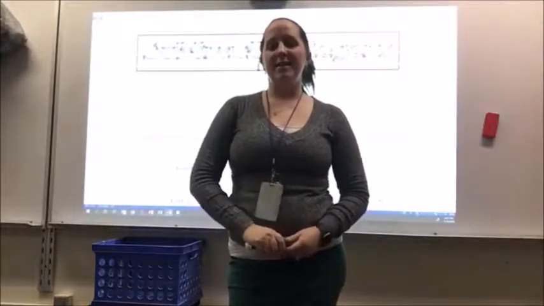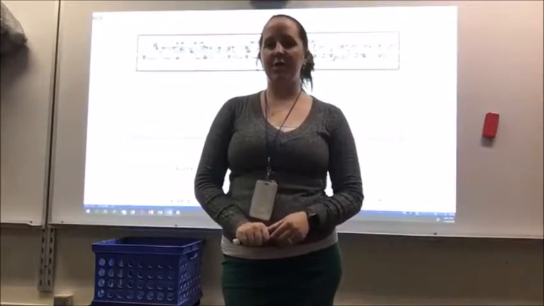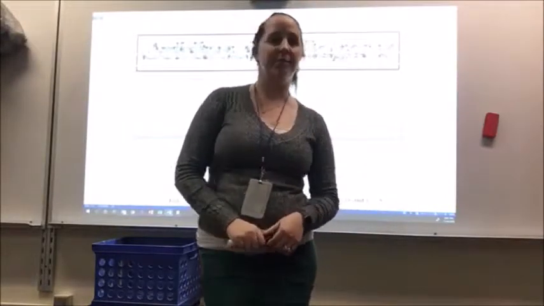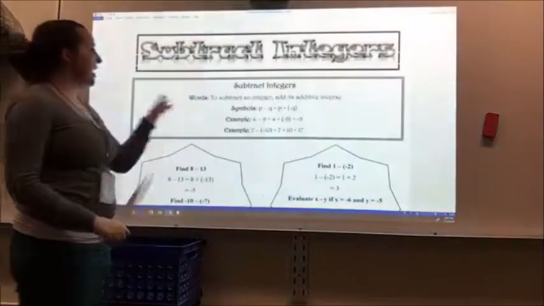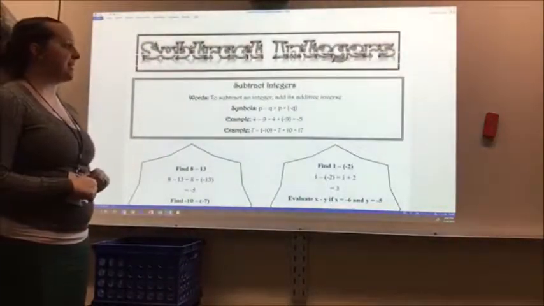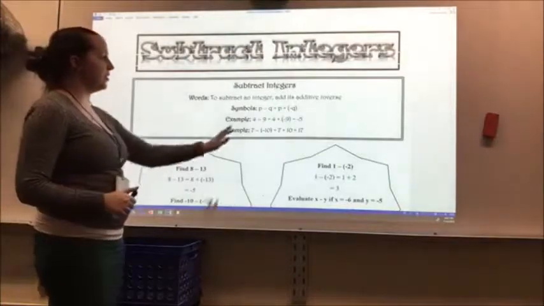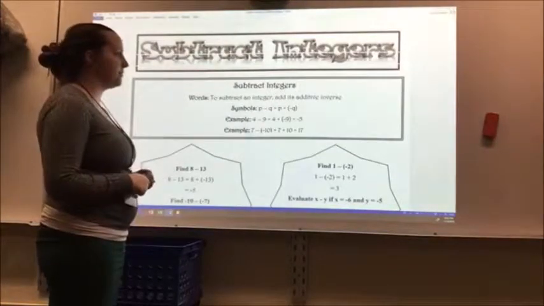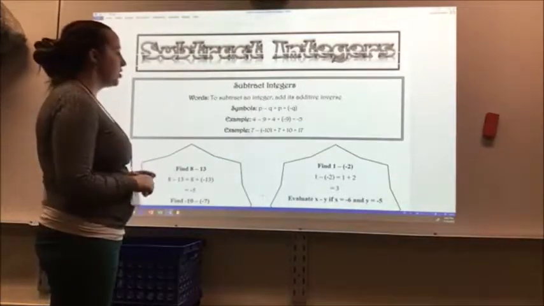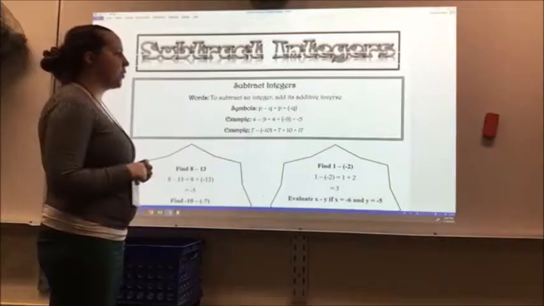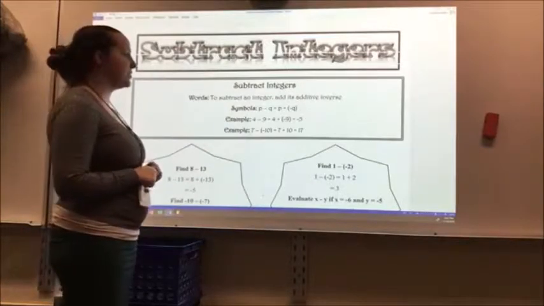Alright, this is Chapter 2, Lesson 3, Subtract Integers. When I subtract integers, to subtract an integer, add its additive inverse. In symbols, p minus q equals p plus a negative q. For example, 4 minus 9 is 4 plus negative 9, which gives me negative 5.